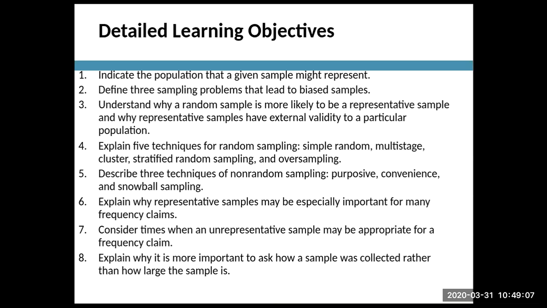But there are also a lot of times in the real world where you can't get a random sample and you may need to get a more convenient or unrepresentative sample for a frequency claim. We see this a lot in polls for who you might vote for president, elections, things like that. It's not always easy and realistic to get a representative sample. So in those times, an unrepresentative sample is still better than nothing.